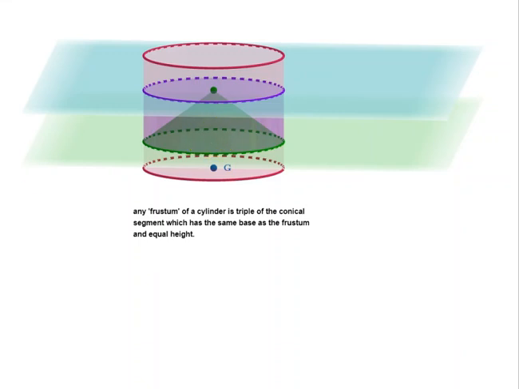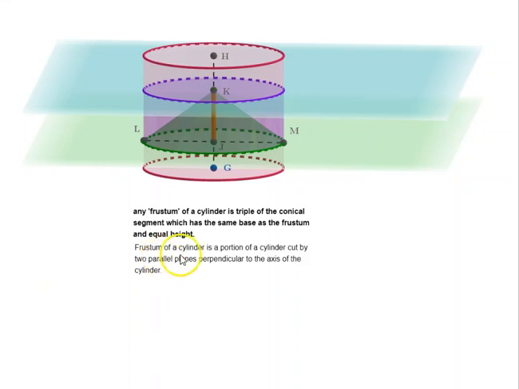So let's again mark some points. Now, a frustum of a cylinder is a portion of a cylinder cut by two parallel planes perpendicular to the axis of the cylinder. Or we could have said parallel to the base of the cylinder. And this frustum is also a cylinder. And this is a cone with the same base as this cylinder, the frustum, and the same height, which means volume of the frustum of a cylinder is equal to 3 times the cone with the circle on LM as base and height equal to KJ, that is the height of the frustum.